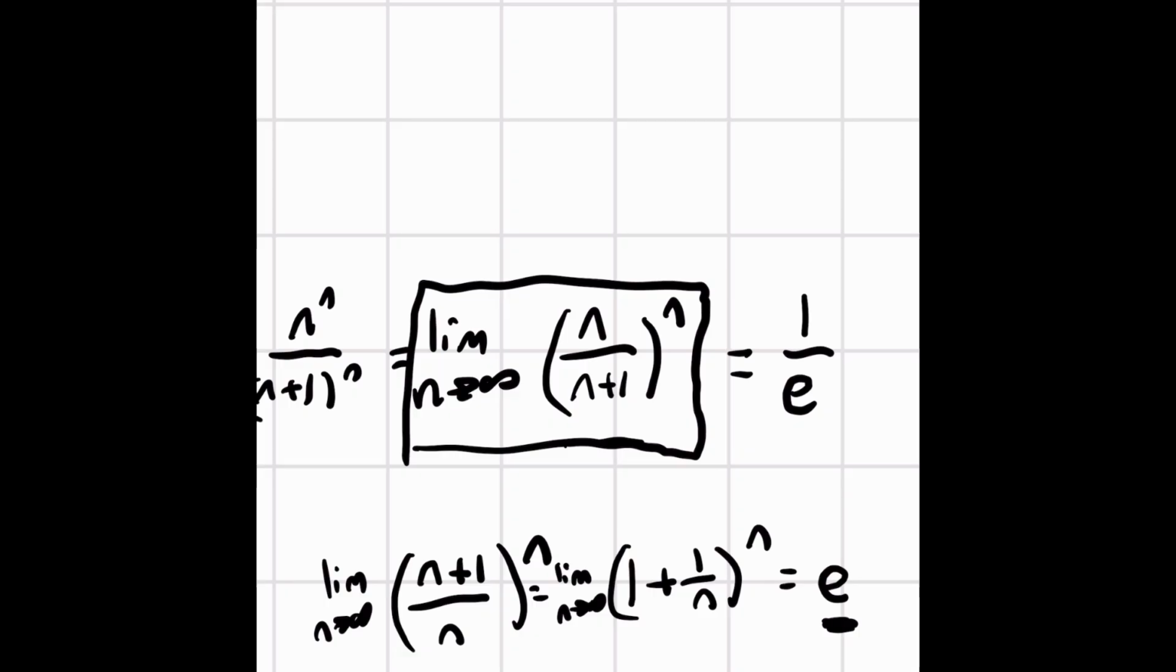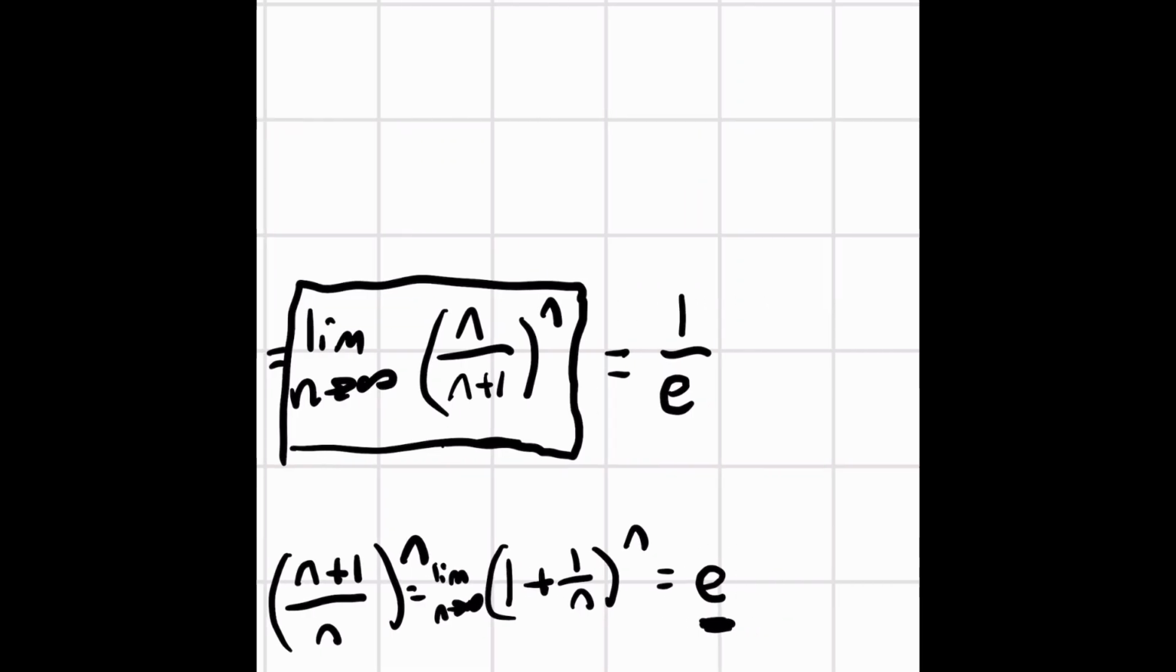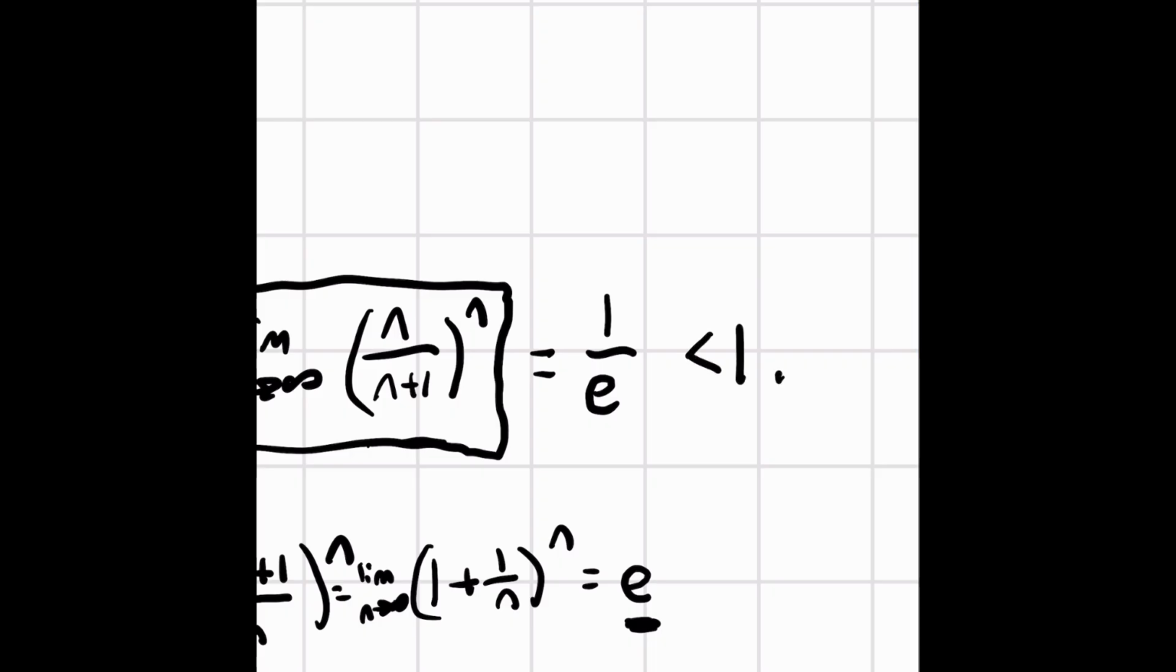Again, if you have a really fancy computer, something like Mathematica, or maybe a really fancy graphing calculator, you can see that it evaluates to 1 over e. And so the question is, is this less than 1? Well, e is like 2.6, 2.7, whatever you remember it as. It's some positive number greater than 1. Dividing by 2 point whatever is going to make you less than 1. So yes, that thing is absolutely less than 1.